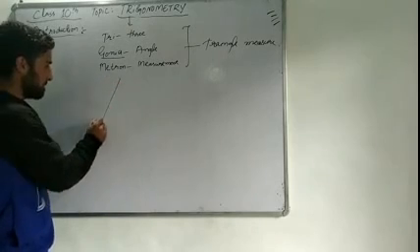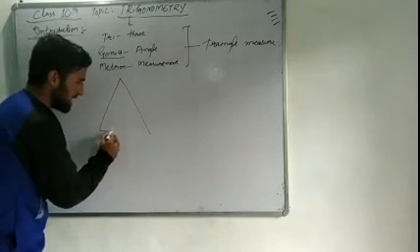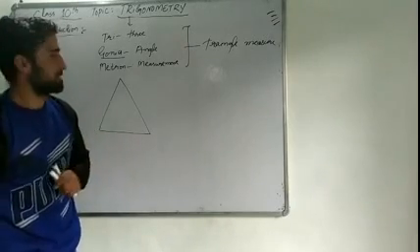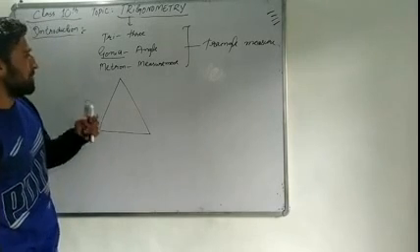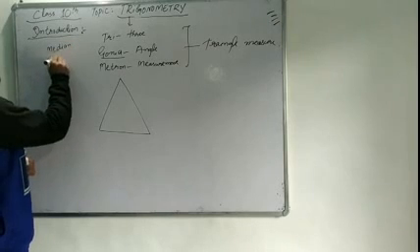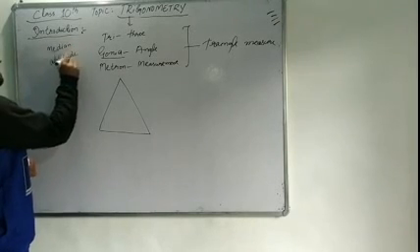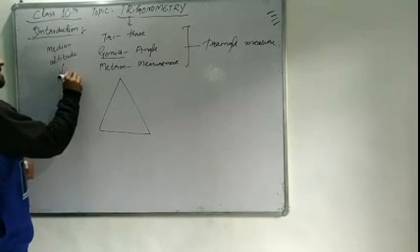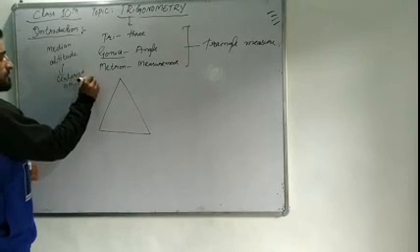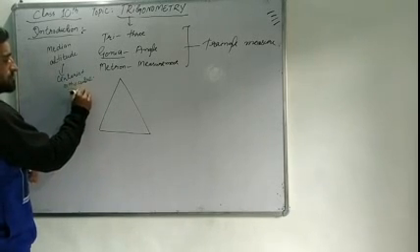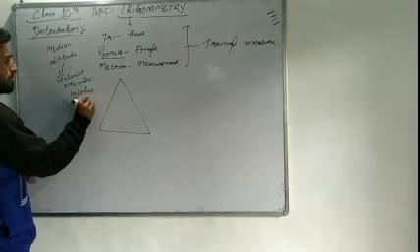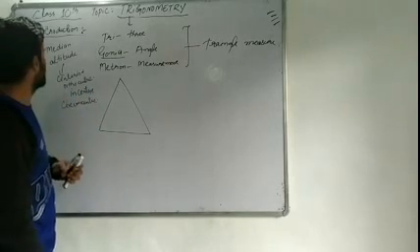Let's take a simple triangle here. As we know, a triangle is a closed polygon made up of three intersecting lines. Now एक triangle में हमें median होती है, altitude होता है, we have centroid, we have orthocenter, we have incenter, we have circumcenter. So let's discuss first these.